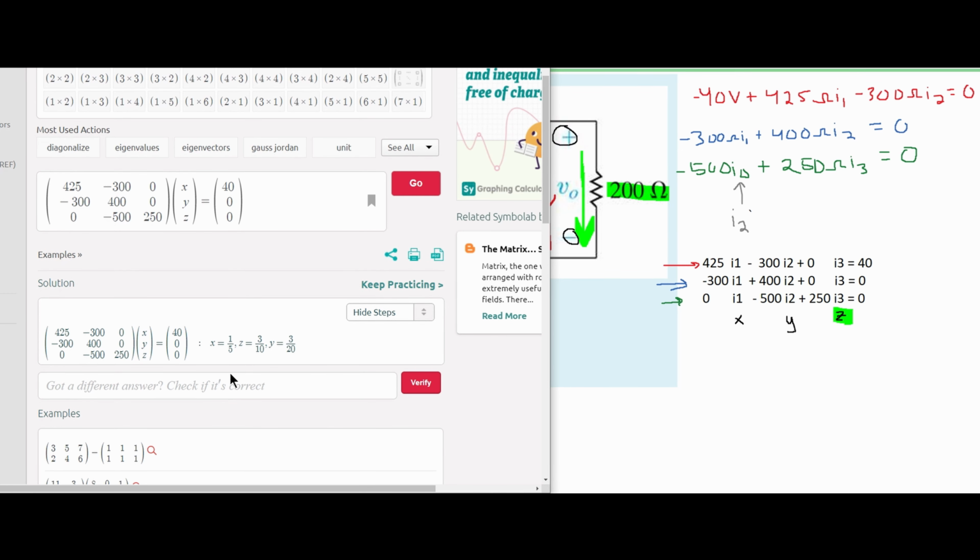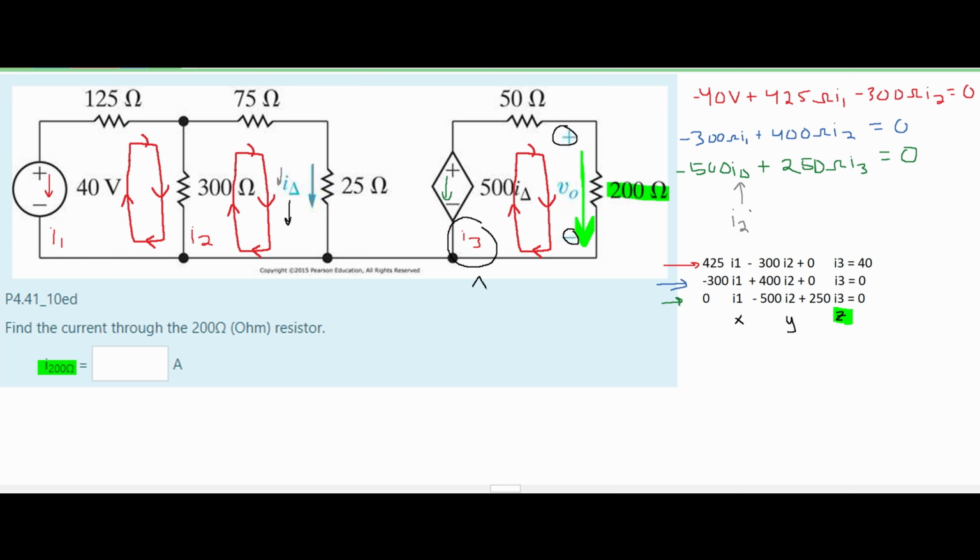Plugging this into a matrix calculator, we get 1 over 5 for X, 3 over 10 for Z, 3 over 20 for Y. So we want this 3 over 10 part. Now we know that our I3 is equal to 3 over 10, or 0.3. And this is the answer to this problem, as well as how to do it.